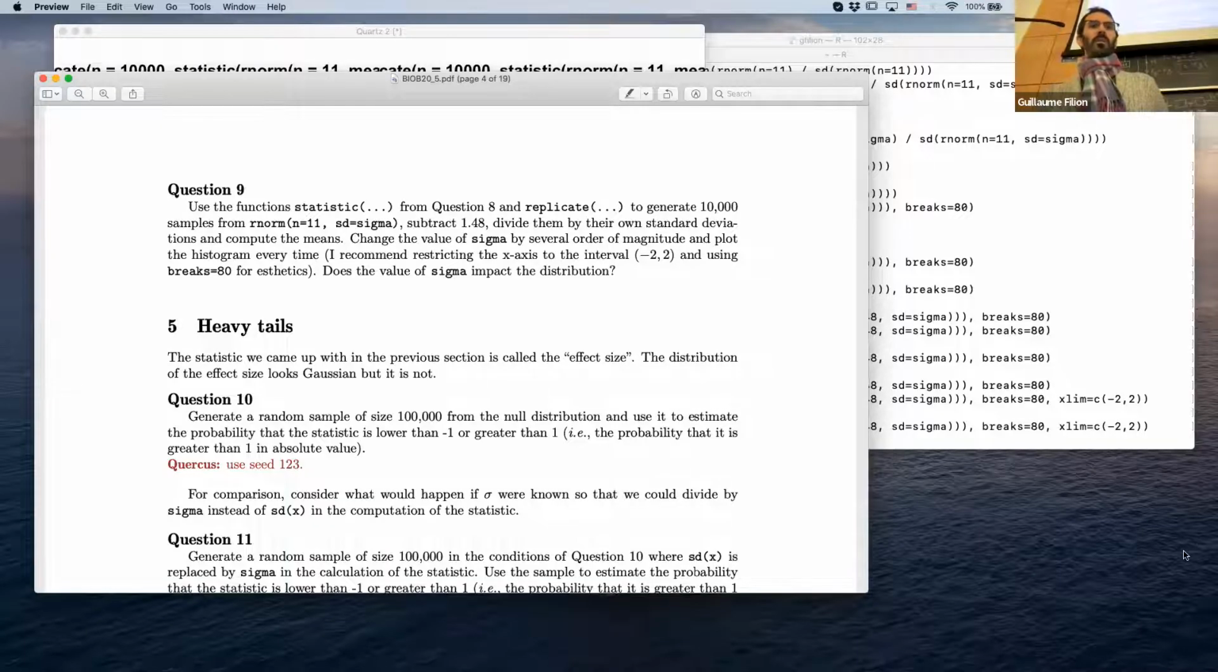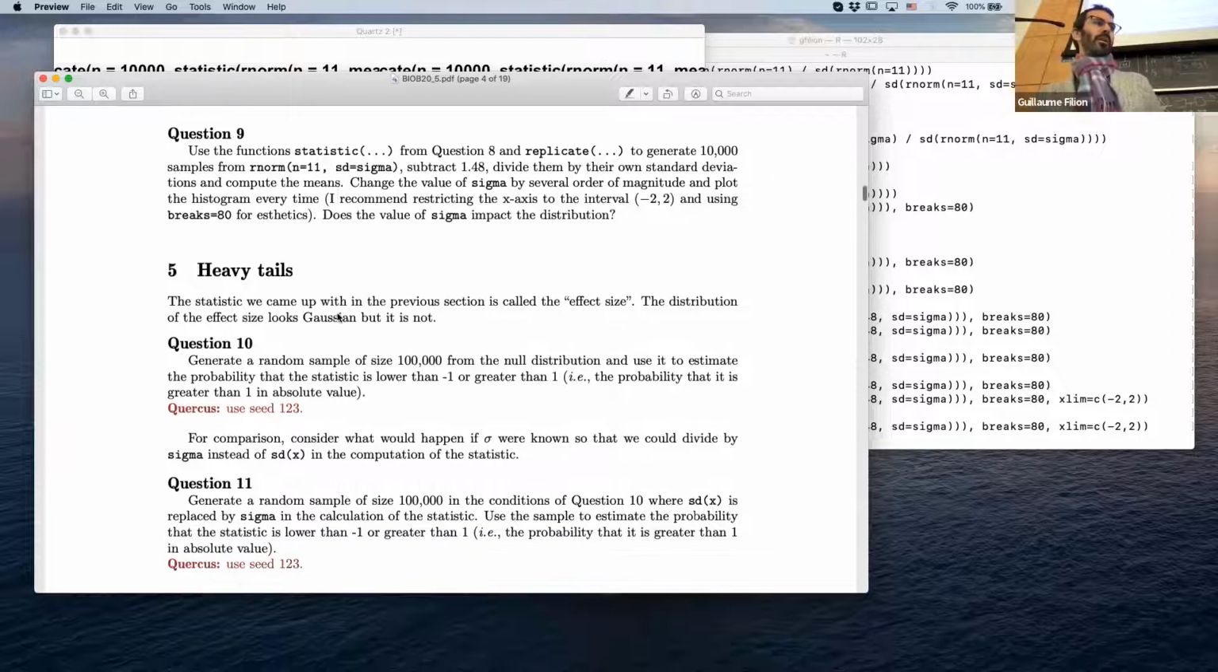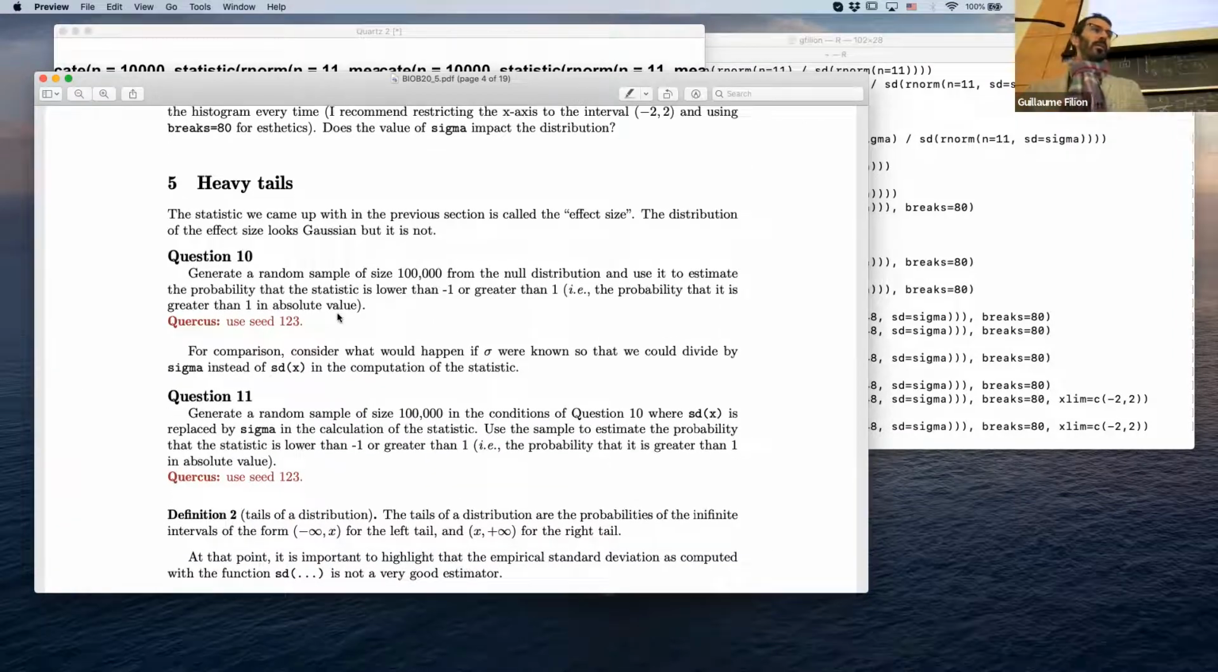Welcome back for the second hour of today's session. And we're going to continue where we left off with heavy tails. The statistic we came up with in the previous section is called the effect size. It has a name, like you take the mean, you divide it by the standard deviation, and you call it the effect size.